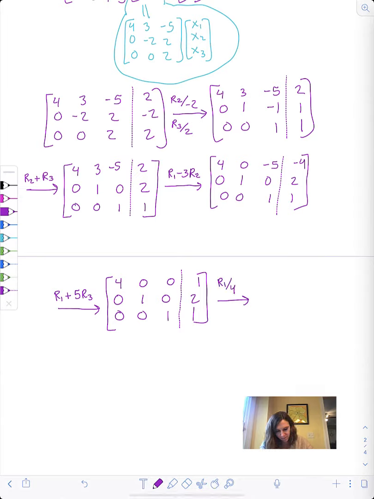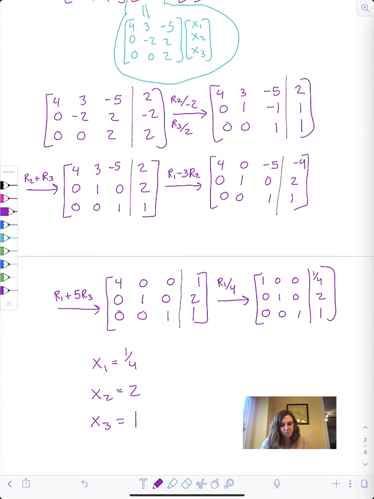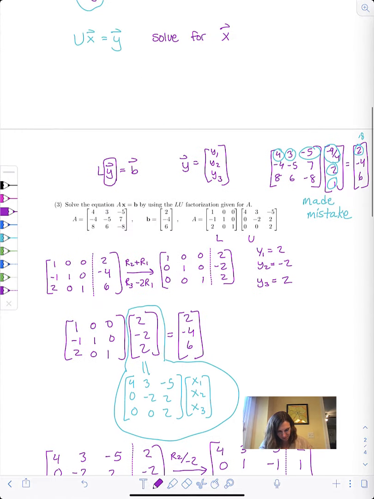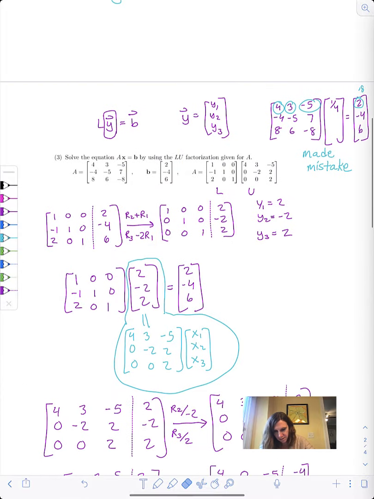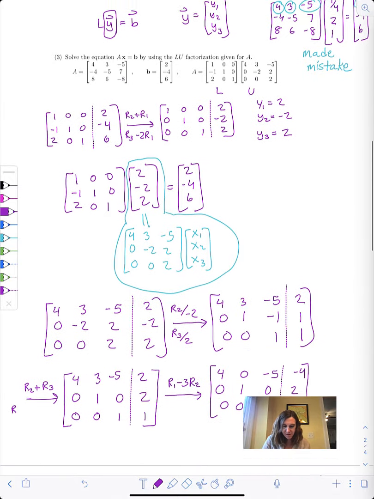So row 1 divided by 4, we get 1, 0, 0, 1 fourth, 0, 1, 0, 2, 0, 0, 1, 1. And so in fact, our answer is x1 equals 1 fourth, x2 equals 2, and x3 equals 1. And so maybe if we try that, so we have 1 fourth, 2, and 1, and we'll just test the first one. So we get 4 times 1 fourth, so that's 1 plus 6, which is 7 minus 5 is 2. Okay, and you could test the other ones, but I'm going to stop there.